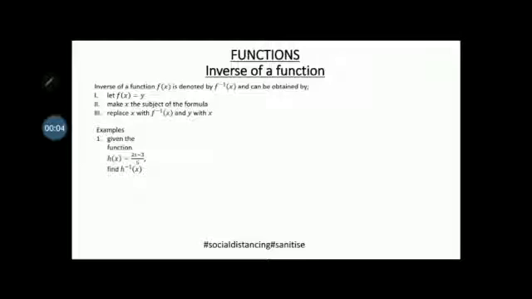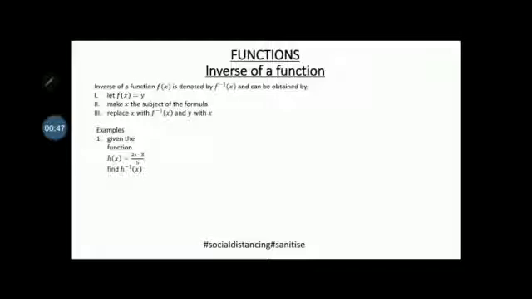Today we'll look at the inverse of a function. The inverse of a function is denoted by the symbol f inverse x and can be obtained in three steps. Step 1: we let f of x in the equation given be replaced by y. So we let f of x be y, then we work towards making x the subject of the formula. Then finally, we replace x with f inverse of x, then replace y with x, and in the end whatever you have, that's the inverse. So let's try and use steps 1, 2 and 3 in our first example.